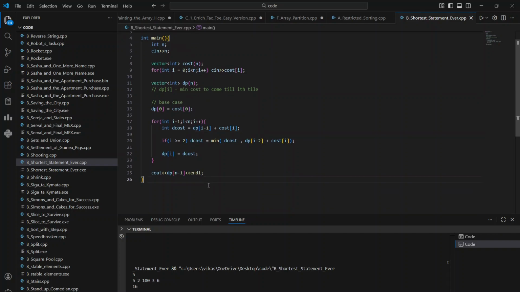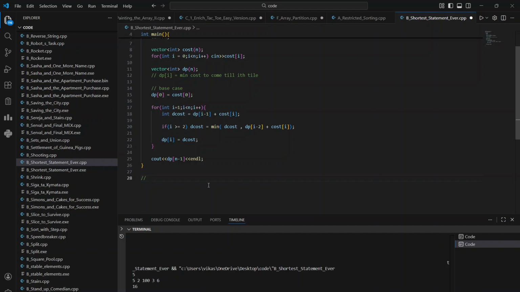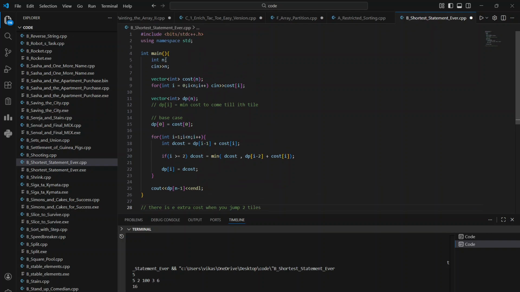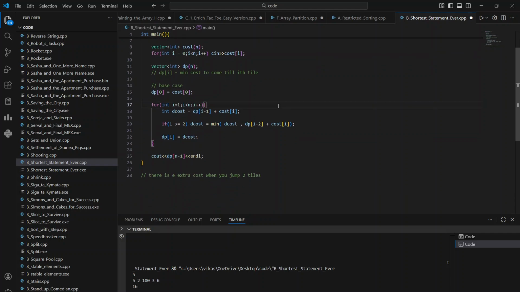Now let's say, as we talked about, there is an extra cost e when you jump 2 tiles. So let's say that e is also given to us. So now again it is simple. When you are jumping 2 tiles, you just add that e extra cost here. That's it. So again, all of this you have to think about in the transition and all of the possible ways.